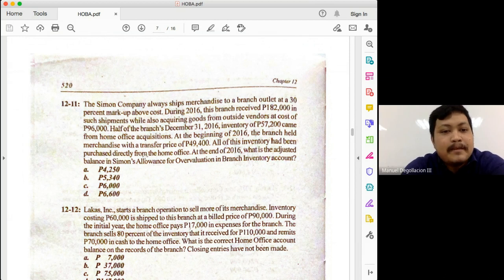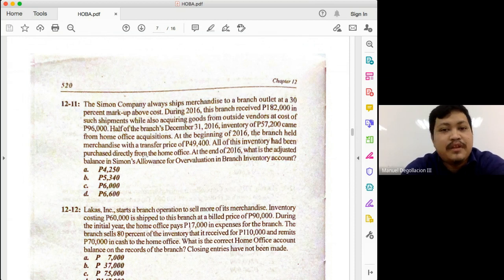Okay. But again, why was our solution in problem 12-11 made simpler, class? Because we understood what was asked. If you're asked for the adjusted balance of the allowance account, that is simply the markup on the ending inventory. Very important to remember that, class. Okay. By the way, I've already asked what's the true cost of the branch inventory.